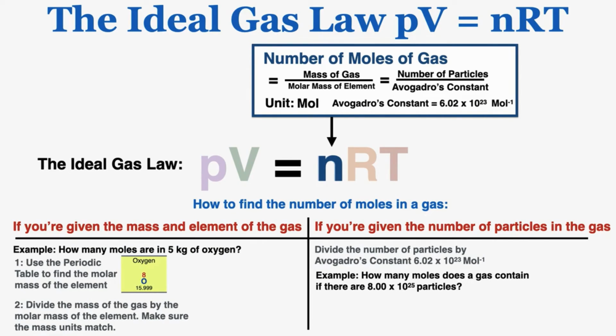So I can see that the molar mass of oxygen is about 16, and that molar mass on the periodic table is always written in terms of grams per mole. So that number means there are 16 grams per mole of oxygen.